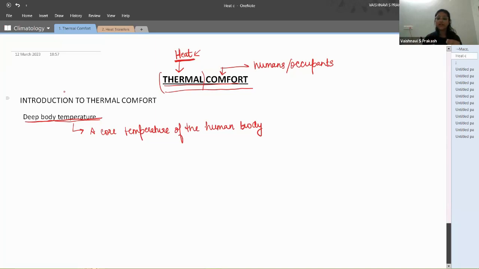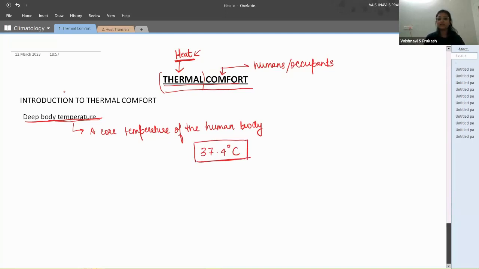So the body has to maintain a proper stagnant temperature. Can anybody try and guess what the temperature is that we maintain, when you measure with a thermometer when you're healthy and without any fever? Yes, exactly. It's 37.4 degrees Celsius or 98 degrees Fahrenheit. So this is a constant temperature that the human body has to maintain.